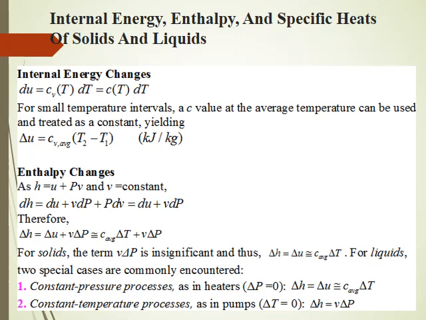The other case is related to the constant temperature process, as in the case of pumps, where delta T is 0, means processes are taking place isothermally. In those cases, you can say delta H is equal to v dP.